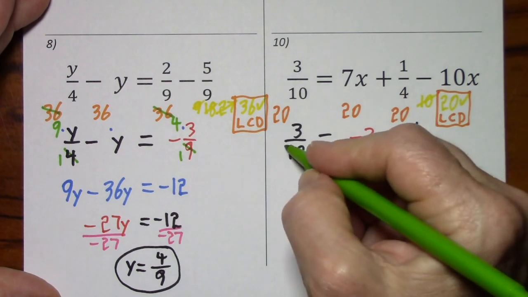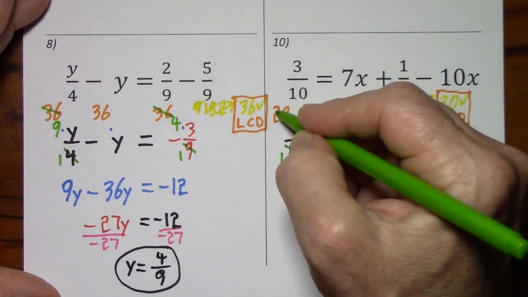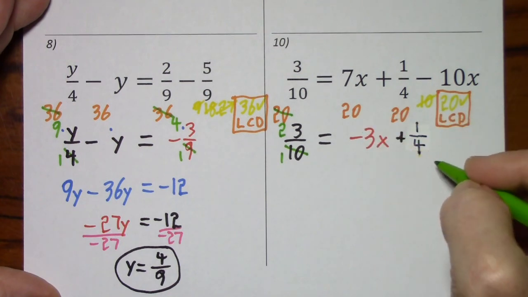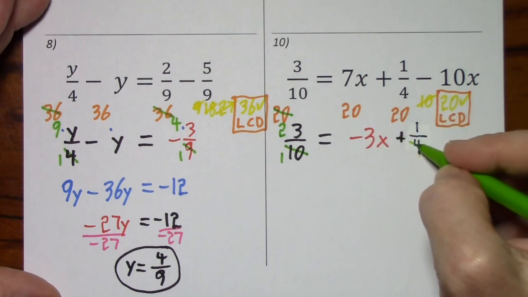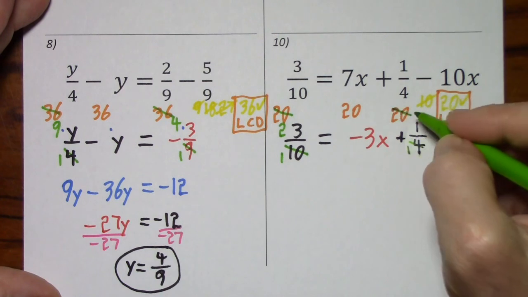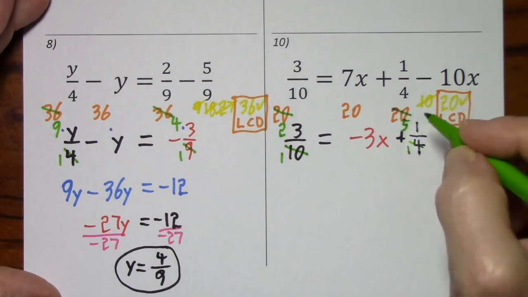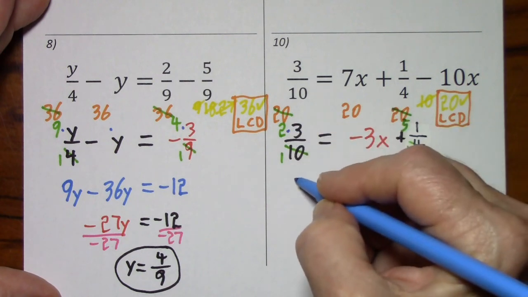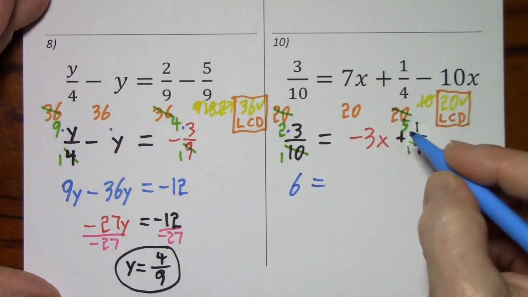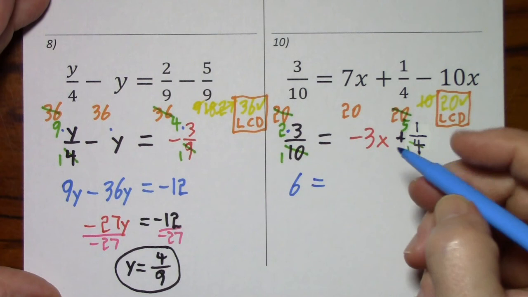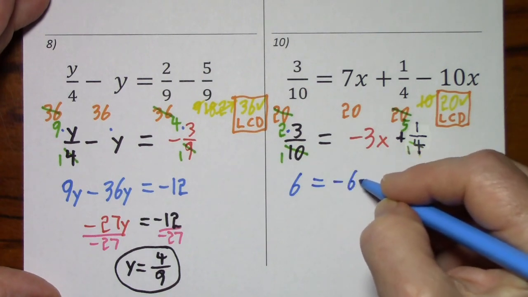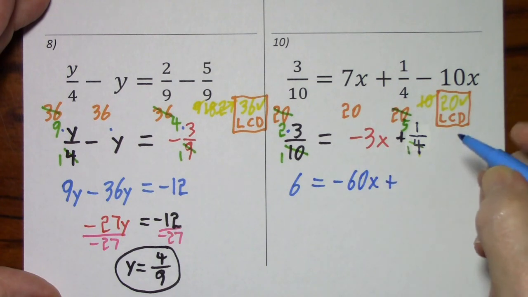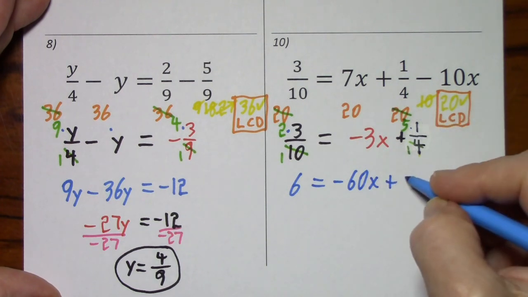Simplify first. Divide by 10. Divide by 10. You can't simplify here, but here we can. Divide by 4. Divide by 4. Multiply what's left. 2 times 3. 20 times negative 3x. This will be positive 5 times 1.